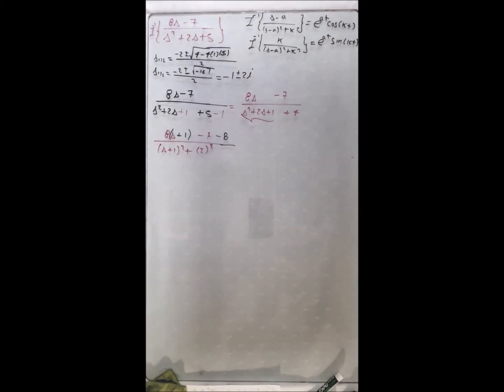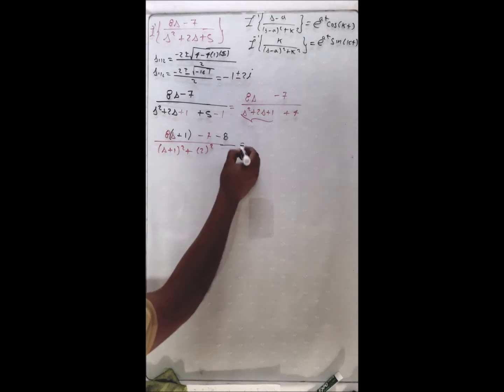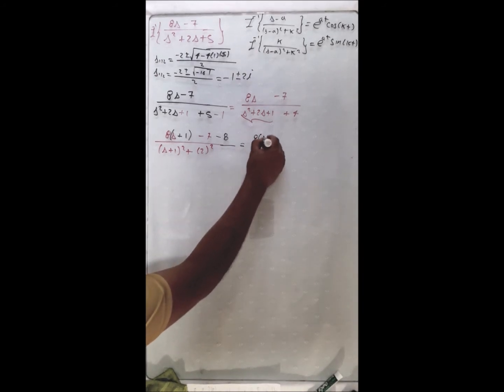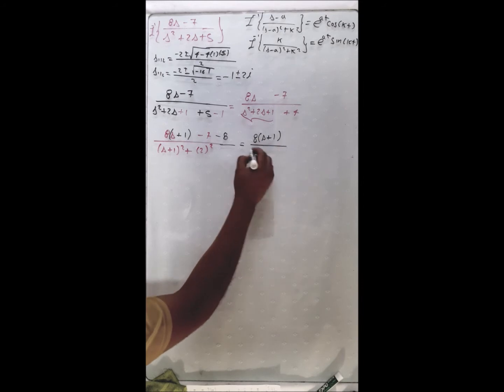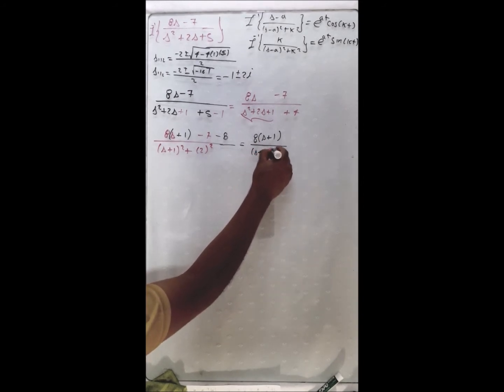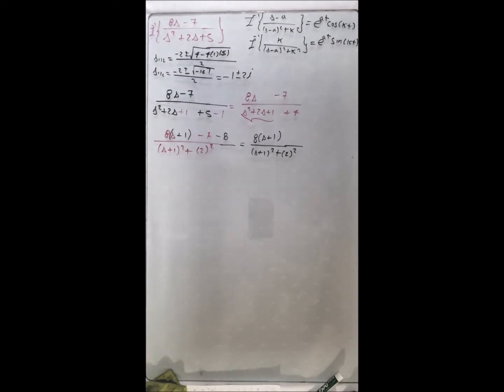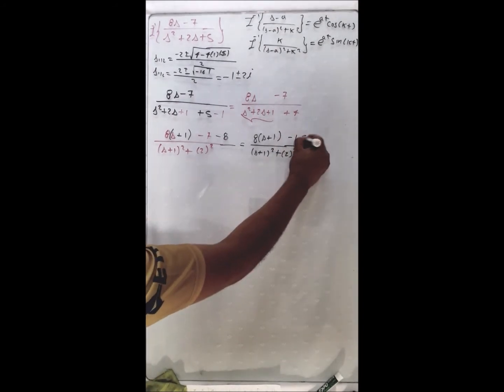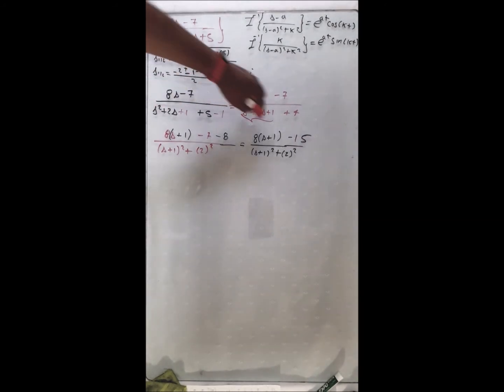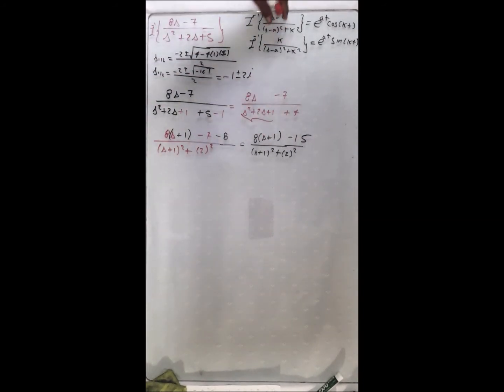Alright, so what we have is the following. 8s plus 1 over s plus 1 squared plus 2 squared, and then minus 7 and plus 8 is going to be minus 15. Okay, now we have this with the same shift, alright, and we have the number just like here.